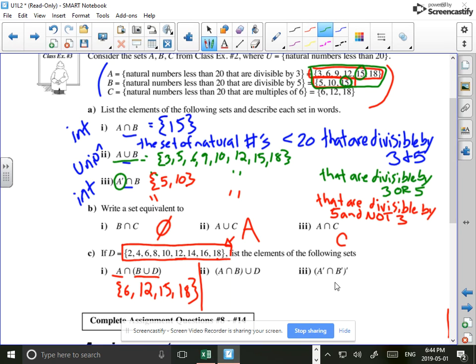Now we have and, so we have or D. What's in A and B, or in D? So we are going to have all of D plus 15. Now, when we write these, we basically always want to put these in lowest to highest order. So we're going to have 2, 4, 6, 8, 10, 12, 14, 15, 16, 18.